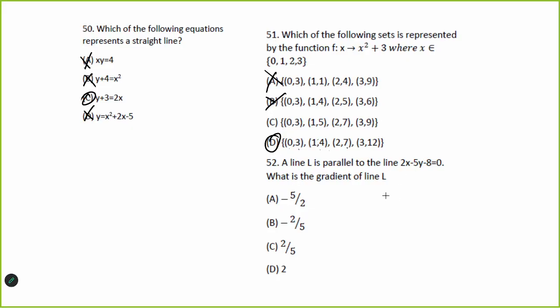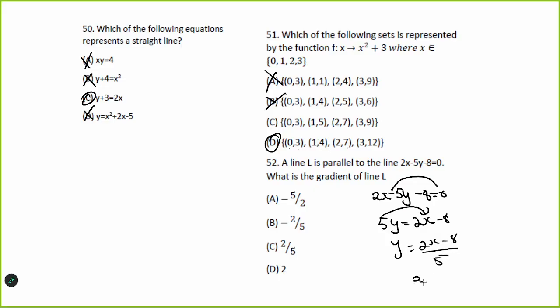Parallel lines, we did a question like this. Well, kind of. Parallel lines have the same gradient, right? So you need to find the gradient of this line and you'll be good. Make x positive. So you have 5y equals 2x minus 8. y is 2x minus 8 over 5. So that's 2 over 5 x minus 8 over 5. So the answer is C, 2 over 5. And that's the end of January 2023.